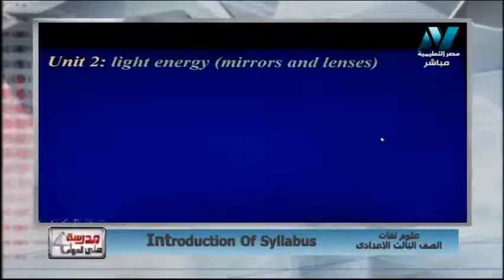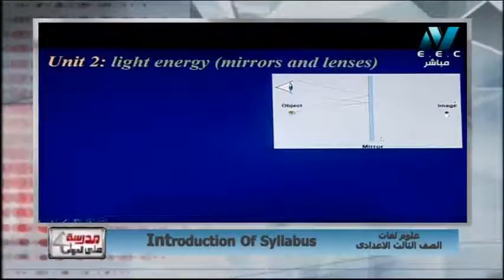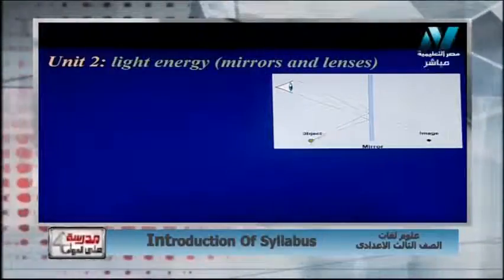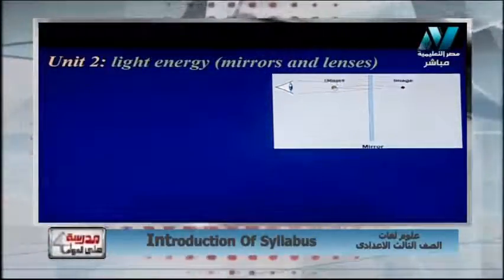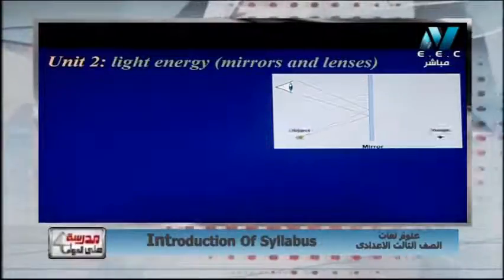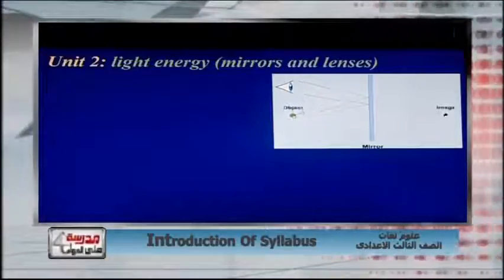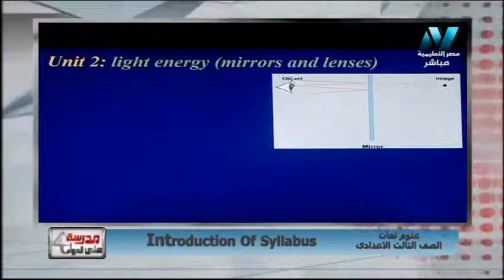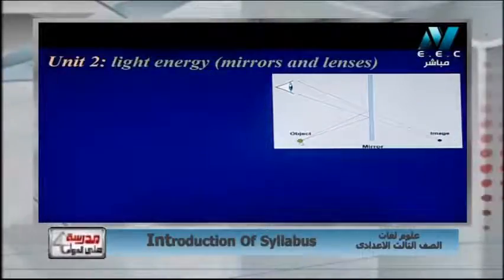Here we have unit 2, as we agreed together: unit 2, mirrors and lenses. Here we have a mirror, and on the right side we see the image, and on the left side we show the object. Of course, as the object moves, the image will move. If we go toward the mirror, the image will go toward the mirror. كل ما اقرب من المراية صورتي اكيد هتقرب من المراية.